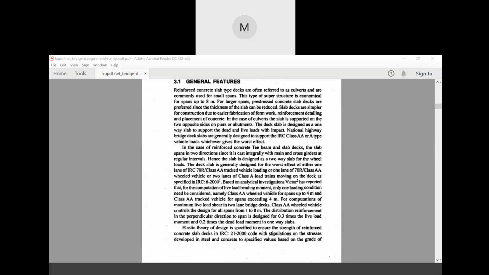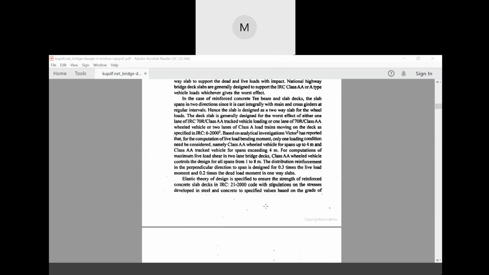So, in case of reinforced concrete T-beam slabs, can you hear me now? Hello, can you hear me now? Can you all hear me now? Yes, okay, fine.